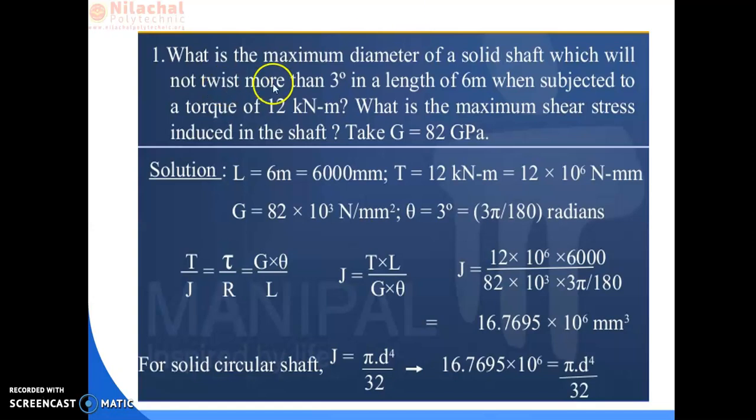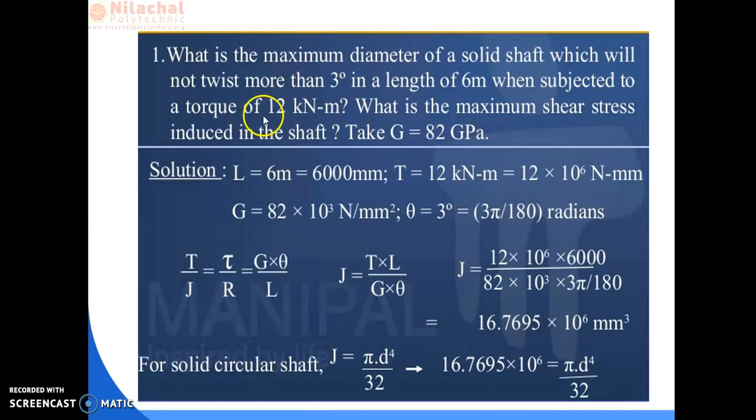From the above problem, the diameter of the shaft we have to find out. Angle of twist, theta, is equal to 3 degrees. You have to convert it into radians, so we have to multiply by pi by 180 with the 3. Now that is 3 pi by 180 radians. Length L is equal to 6 meters. We have to convert it into mm, so 6000 mm.